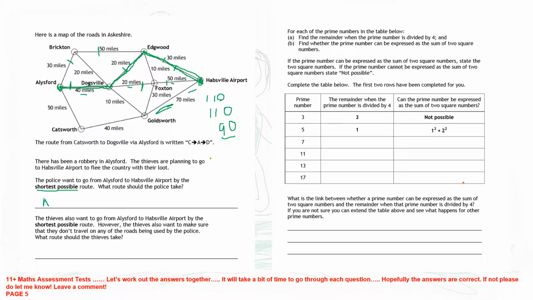Okay, so for our answer, I think we will write A, then we will write, bit slow at writing, as you can understand, Y to D, then we go to E, then we go to H. So Aylesford to Dogsville to Edgewood to Habsville Airport. That is the shortest possible route.